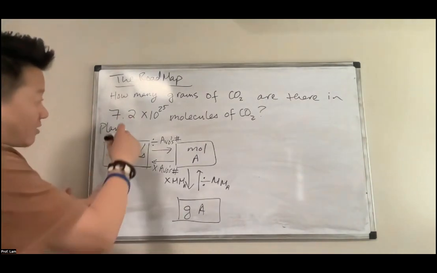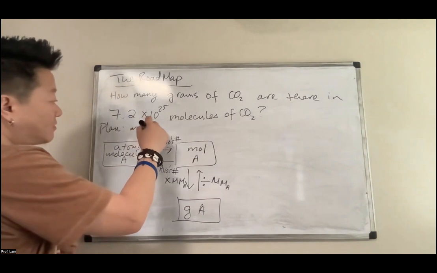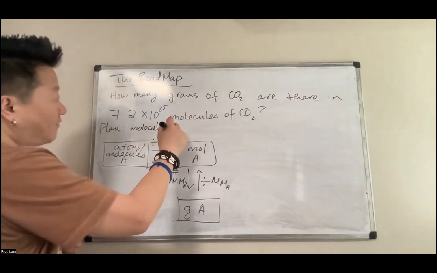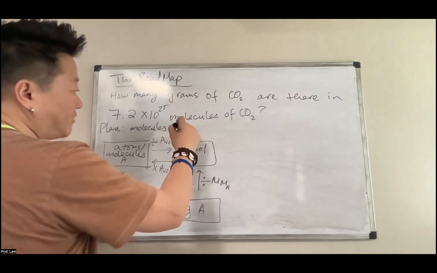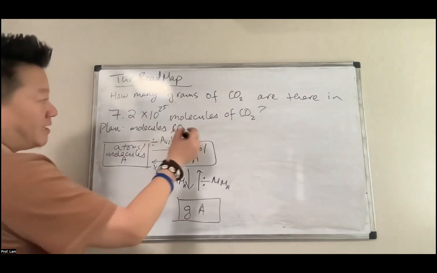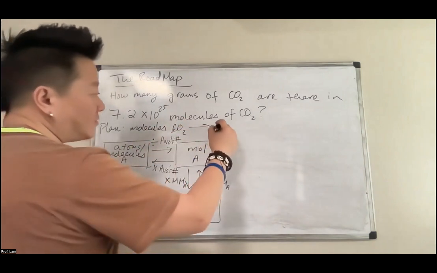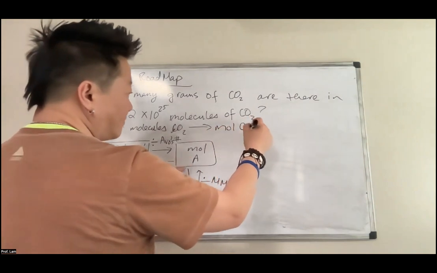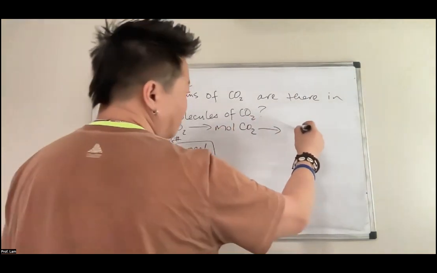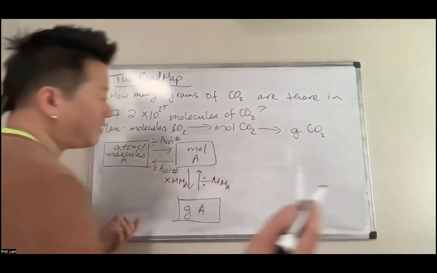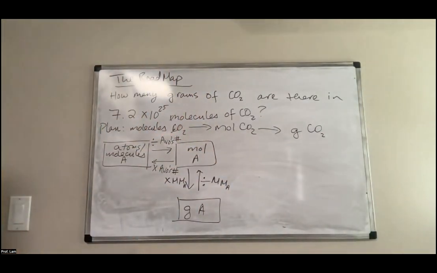Okay, so let's write our plans. Molecules of A is now CO2, right? That's A, anybody, right? So molecules of CO2, we need to convert to moles of CO2. And from moles of CO2, we go to grams of CO2. Okay. All right, so let's do that together.